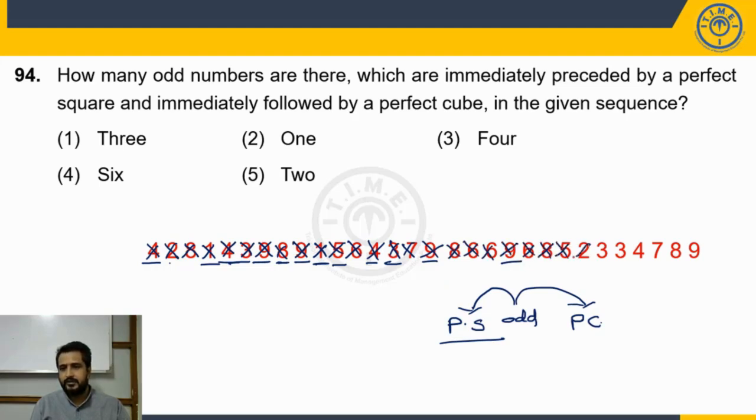Is 2 a square? No. Is 3 a square? No. Is 3 a square? No. Is 4 a square? Yes. Followed by an odd number? Yes. Followed by a perfect cube? Yes. Perfectly matching. So 4.